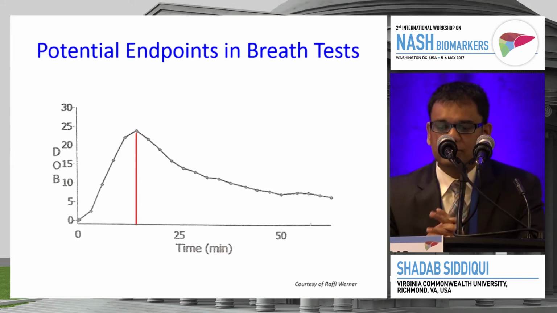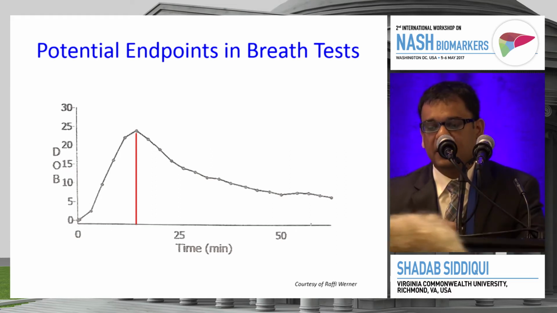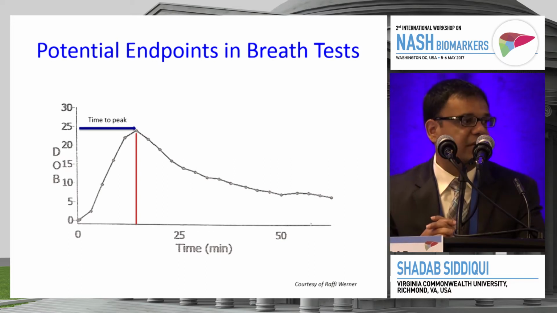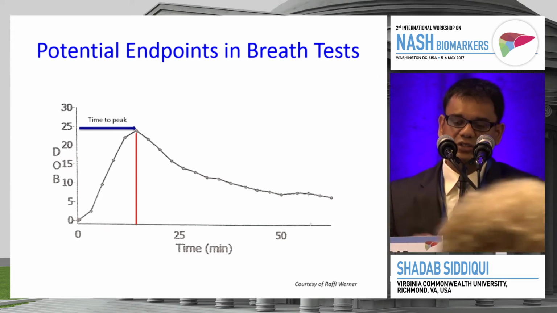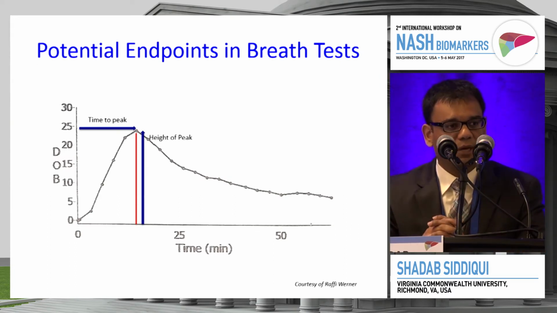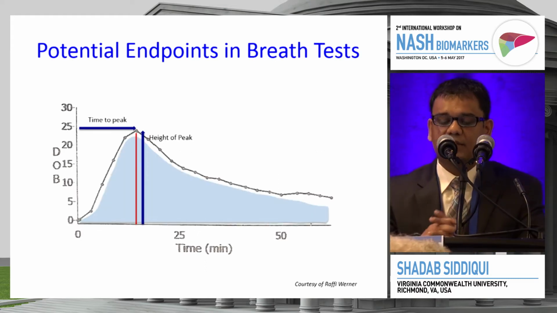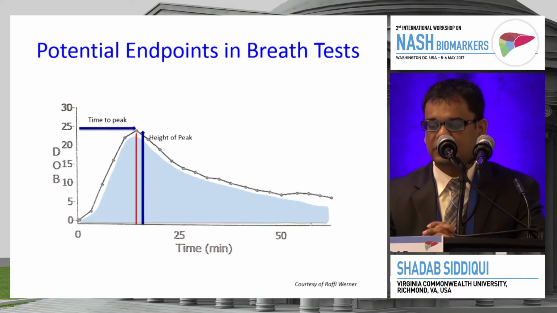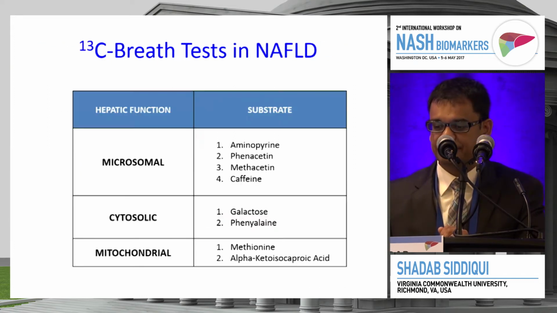So this shows what an output of a breath test looks like, and it measures delta over baseline plotted against time. And as you can see, there's this peak. And so one potential outcome that can be measured in these patients is time to peak. How long does it take for patients to get to that peak? Another potential endpoint is the height of the peak. And then finally, another thing that can be looked at is how much of the drug is recovered after that's given to the patient. So all these represent potential outcomes in patients undergoing breath test.